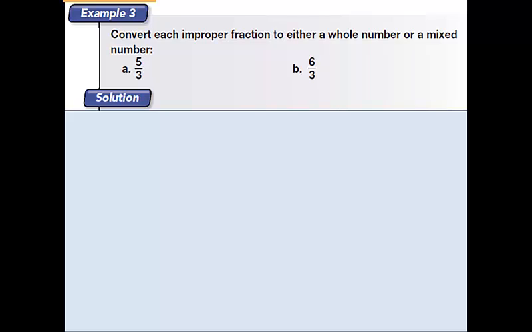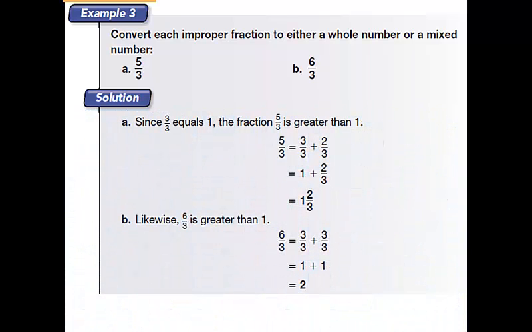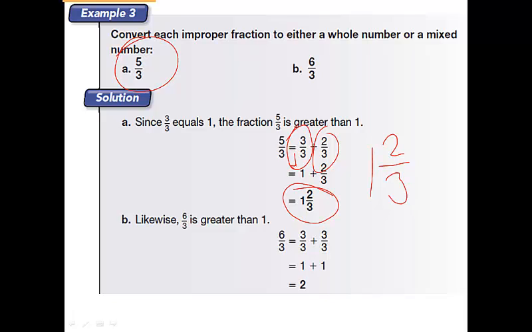Convert each of these improper fractions to either a whole number or a mixed number. How do we do that? Well, in A, how many 3's are there? Well, there's 3/3, which leaves us with 2 more. So the 3/3 equals 1. So we end up with 1 2/3. This converts to 1 2/3. 3 goes into 5 one time with 2 left over, our denominator of 3. On B, 3 goes into 6 exactly 2 times, or 2 sets of 3's, which gives us our 2.